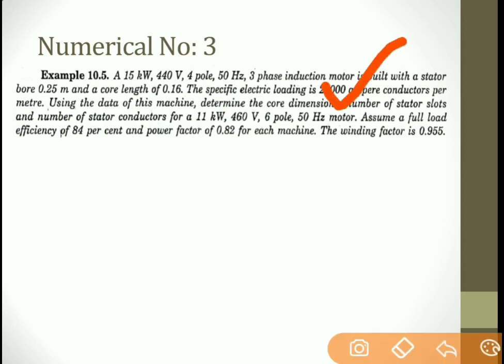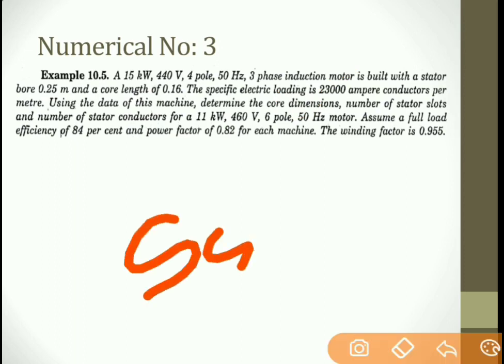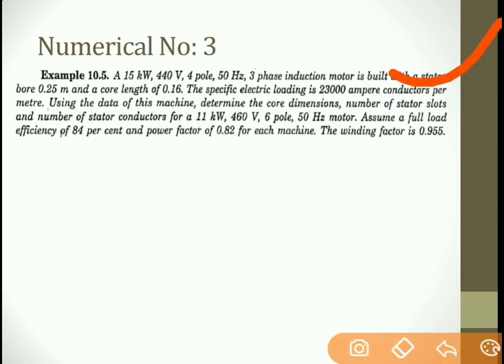That is the unit for AC, specific electric loading. Using the data of this machine, determine the core dimension. We need to calculate the core dimension. Then the number of stator slots, SS, has to be calculated, and the number of stator conductors for an 11 kilowatt, 460 volt. This data has to be used, and we are supposed to calculate the number of stator slots and the number of stator conductors for an 11 kilowatt, 460 volt, 6 pole, 50 hertz motor.